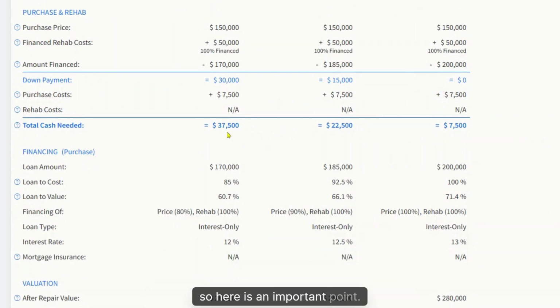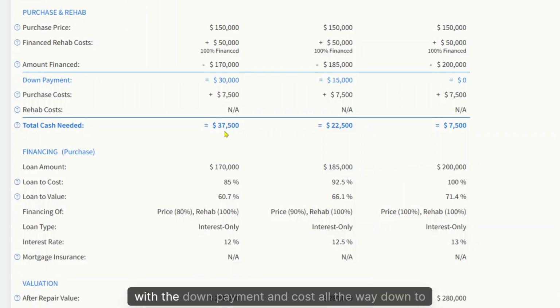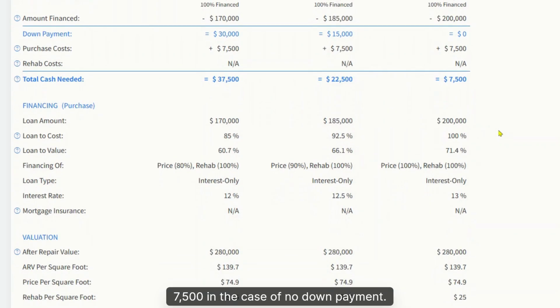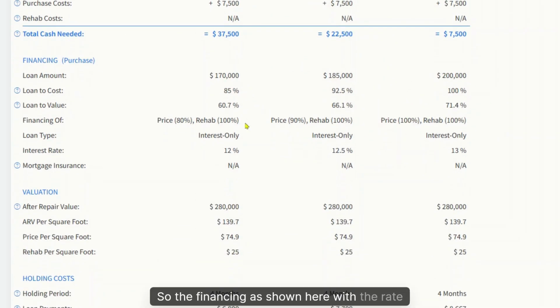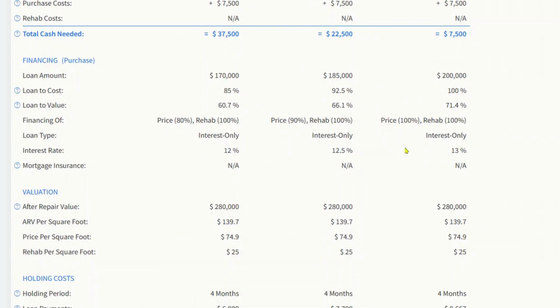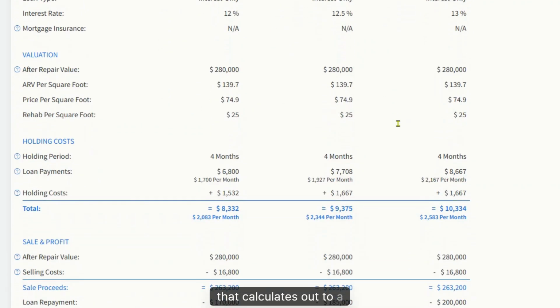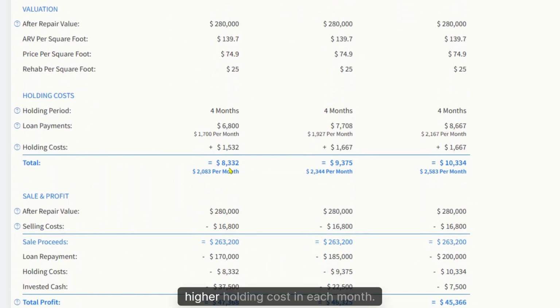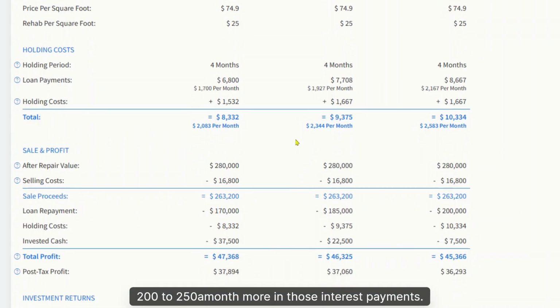So here is an important point. You see the total cash needed ranging from $37,500 with the down payment and cost all the way down to $7,500 in the case of no down payment. So the financing as shown here with the rate changes I just mentioned, that calculates out to a slightly higher holding cost in each month. As you can see, it's a few $100s more because in the 4-month period, you're about $1,000 more in total, $200 to $250 a month more in those interest payments.